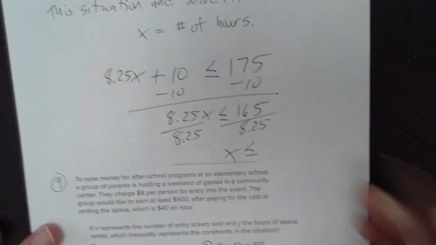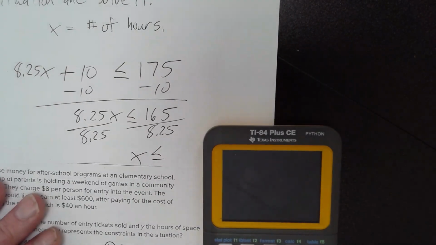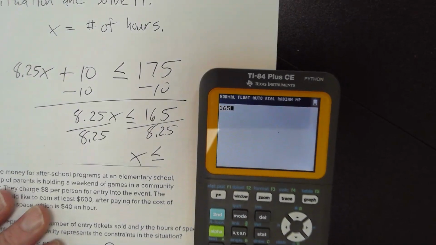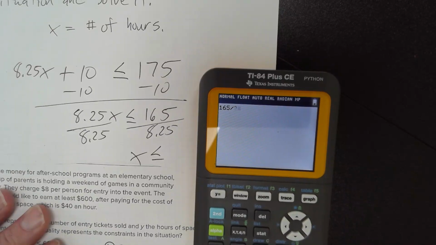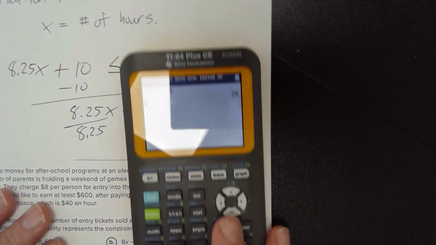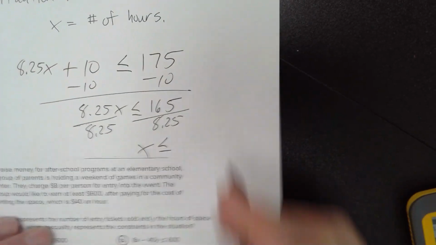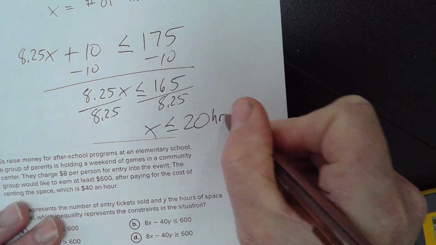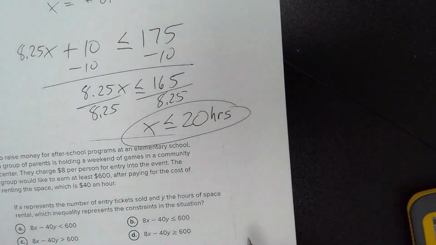X is less than or equal to, on the calculator, 165 divided by 8.25. 20 hours. That's a good part-time job, 20 hours a week. So 20 hours or less. That's what that means.